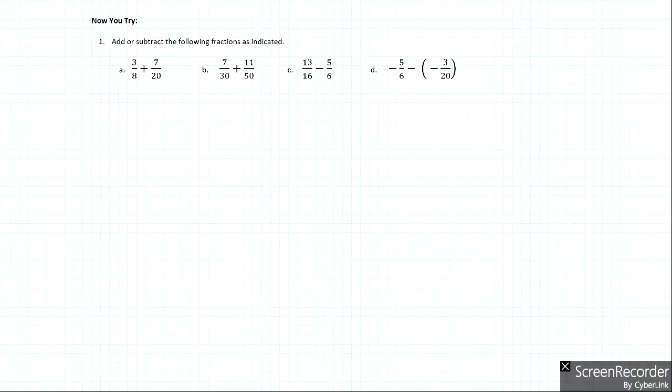Now it's your chance to try reviewing these problems for fraction addition and subtraction. Whenever you're ready, you can continue the video.